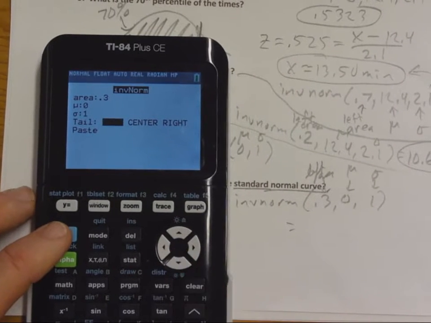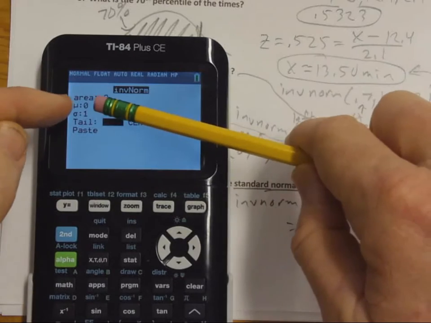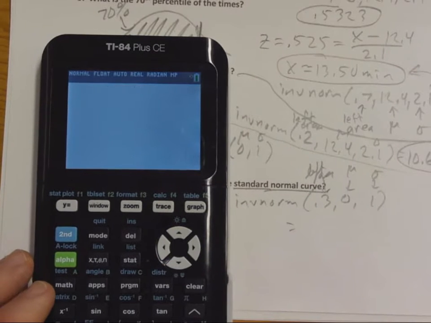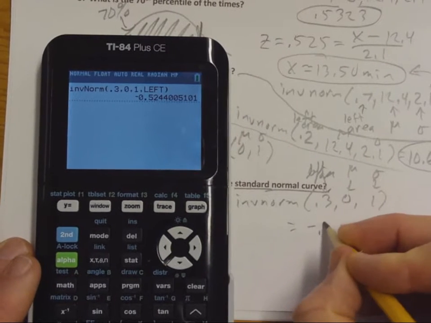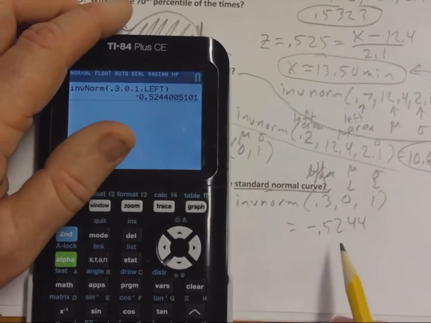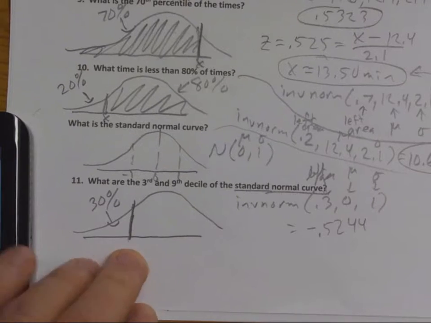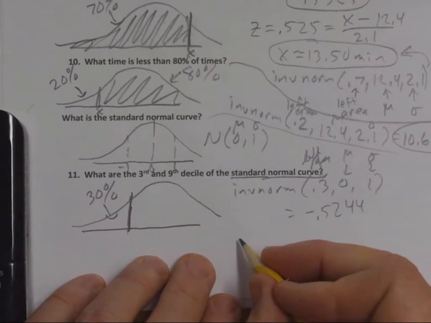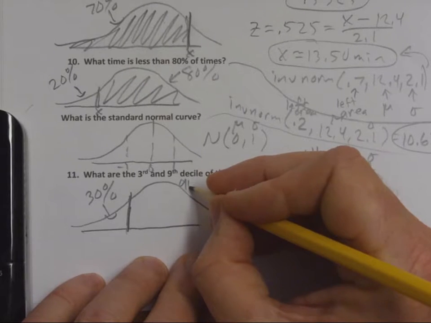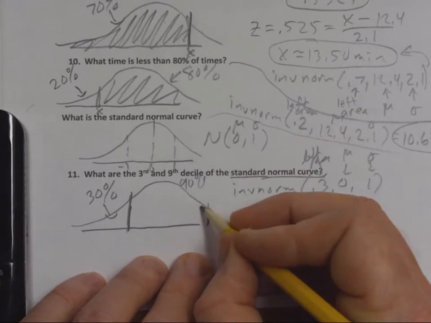And actually, whenever you turn your calculator off and on, it will reset to the standard normal curve, mean of 0, standard deviation of 1. And so we end up with negative 0.5244. In other words, that would be the z-score that is at that point. That is the z-score. Now, if we do it with 0.9, so the ninth decile is the 90th percentile. Then that means 90% is to the left of it.